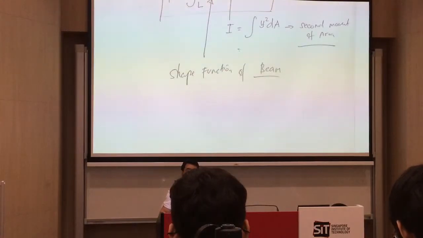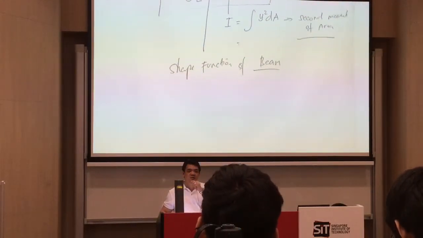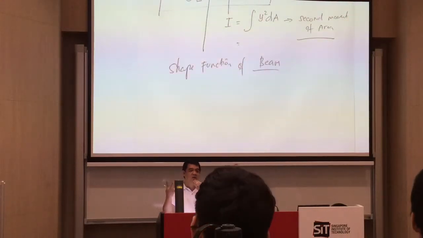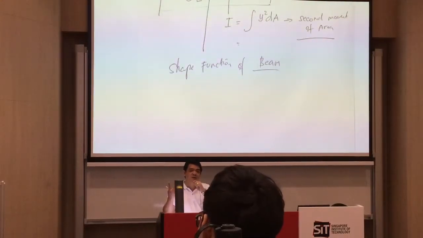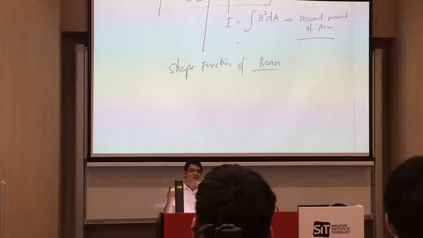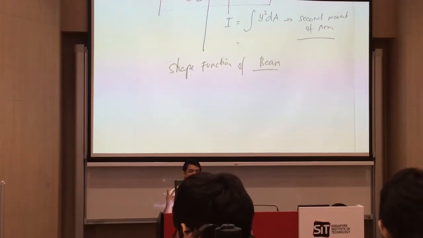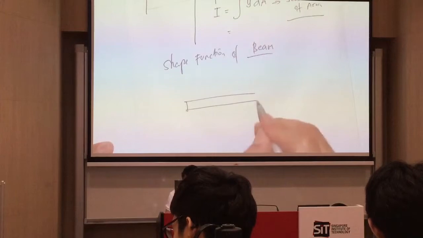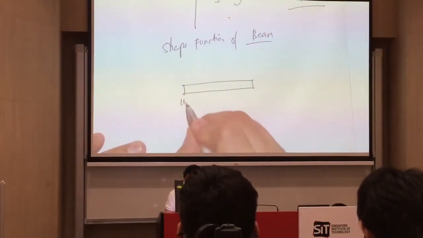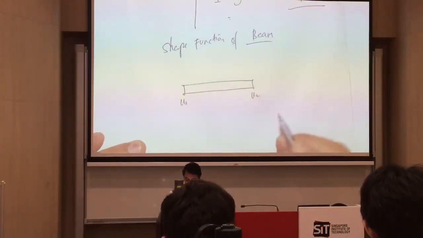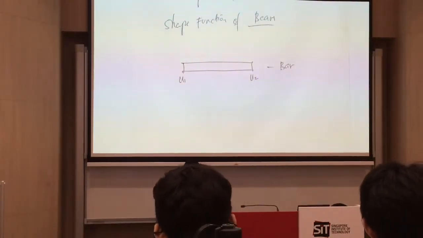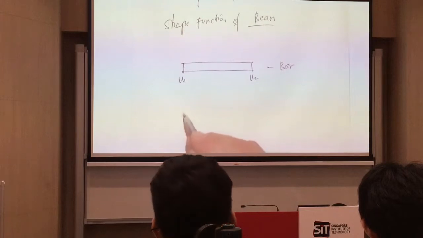How many shape functions do we have for a beam? So for a bar, we have 2 degrees of freedom per element, 1 degree of freedom per node, so we have N1, N2. What about a beam? So for a beam, that is a bar, yeah? What about a beam?